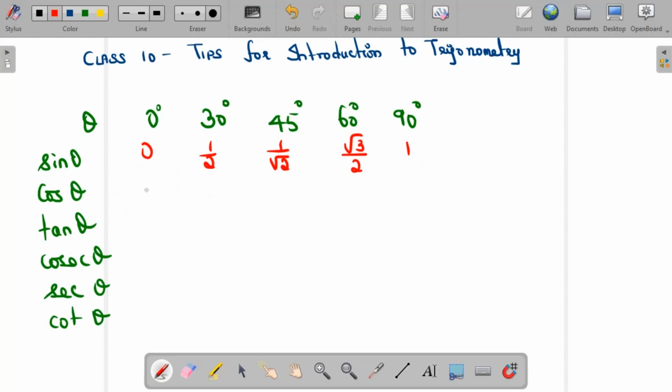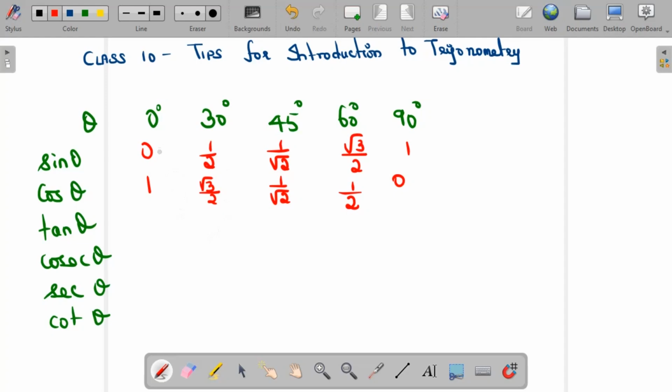For cos theta, start reversing. This value will be 1. I'm writing from the right side. So the next value will be root 3 by 2. This is middle, so I'll retain it as such. Then this moves to the right side, so 1 by root 2. And finally cos 90 is 0.